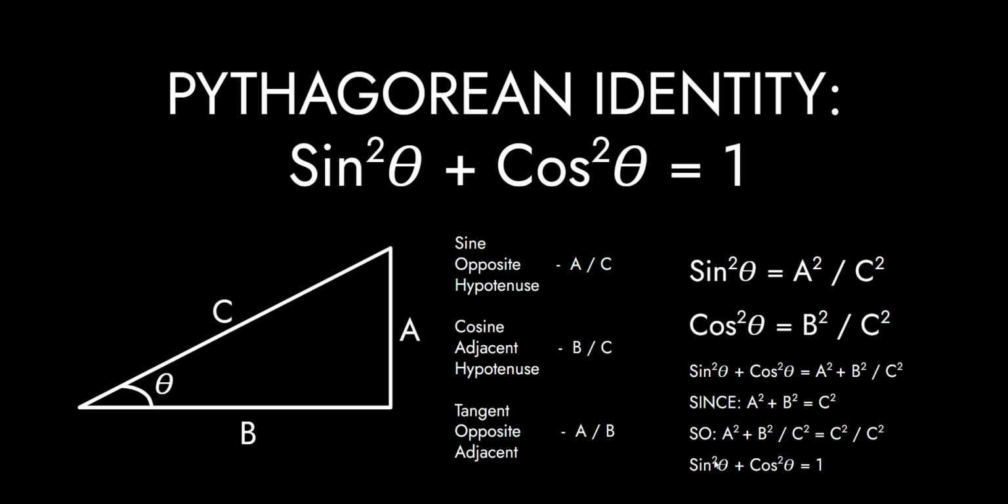And that's how we know the Pythagorean identity: sine squared plus cosine squared equals 1.